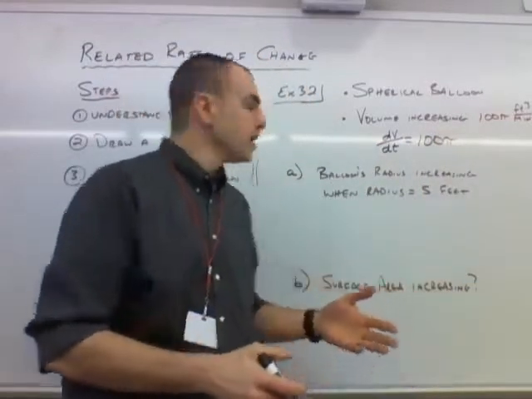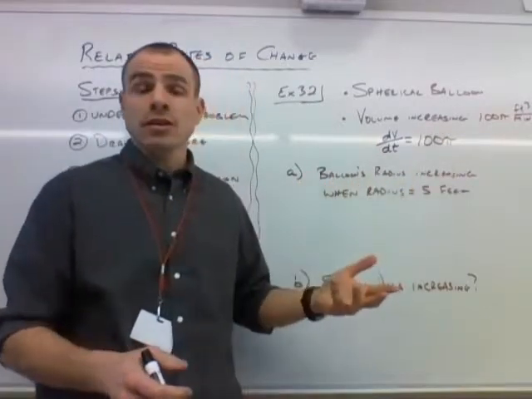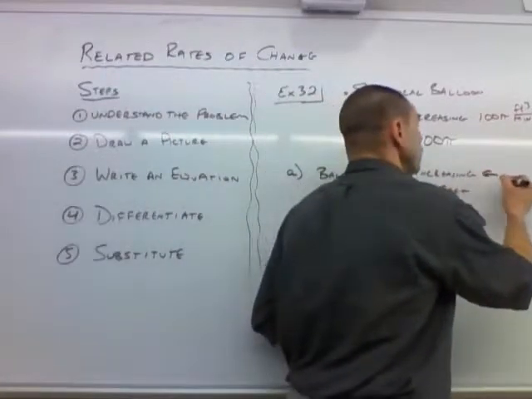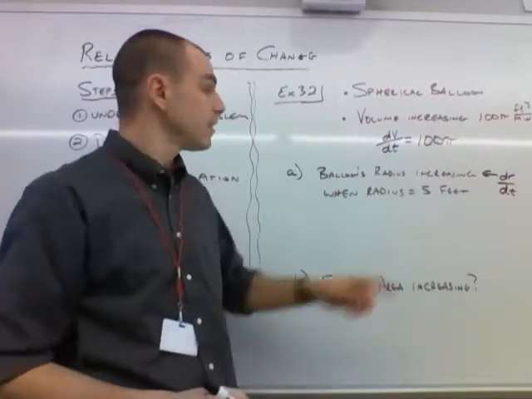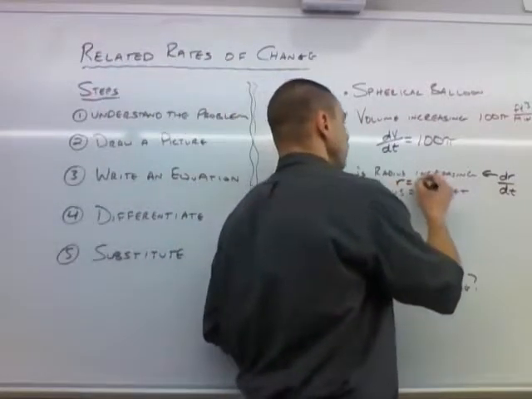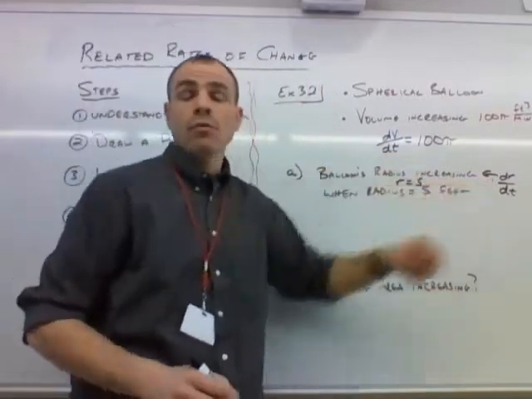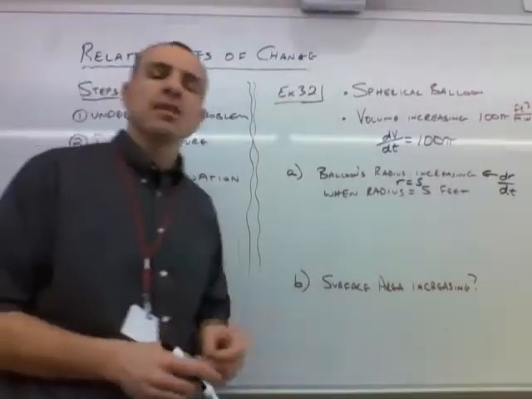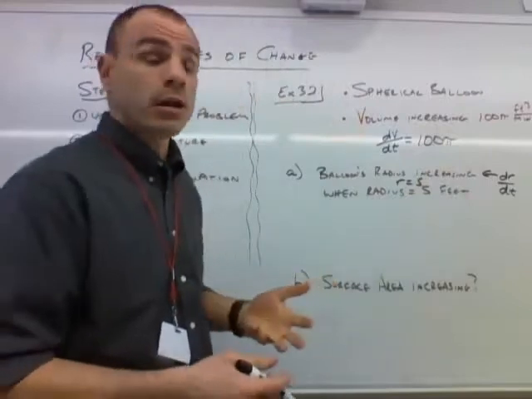Part A is asking, at what rate is the balloon's radius increasing? Radius changing, radius increasing, so that means we're looking for dr dt. We're trying to find out what dr dt is, but we're specifically told that r is equal to 5. So now we have two values and what we're looking for. We've taken care of understanding the problem. I'm going to skip drawing the picture again, but I think we'll do that on the next example. So now it's time to write our equation.